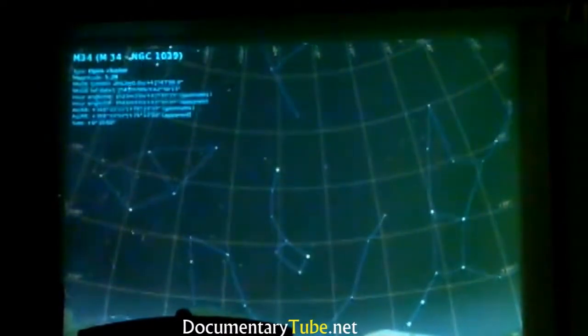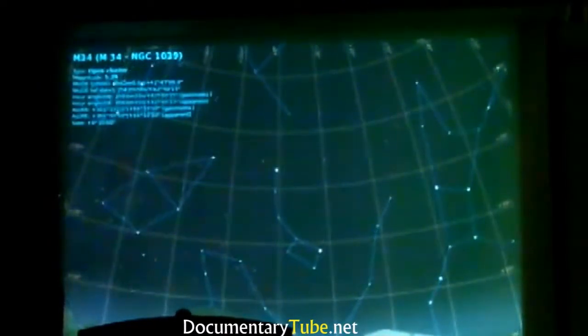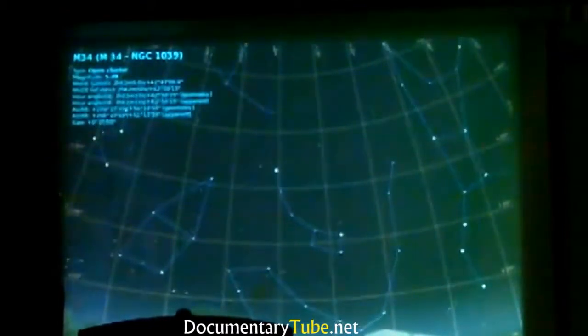So notice that the sky is moving, but the coordinates are not. So what does that tell you? It's fixed relative to your position. It is fixed relative to your position, but what it also means is that from one moment to the next, the altitude and azimuth coordinates of a celestial object are constantly changing.